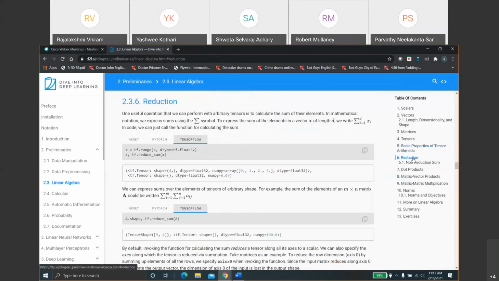Now, what is reduction? When we do element-wise operations in a tensor, we do not change the dimension, right? In reduction, we will change the dimension of the tensor. We will change the shape of the tensor. So let us look at this using an example.